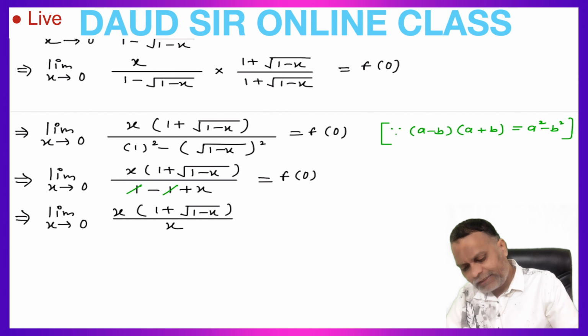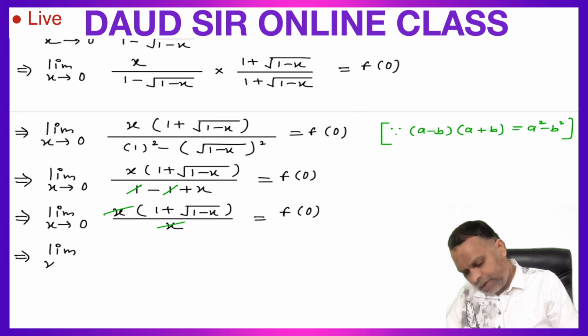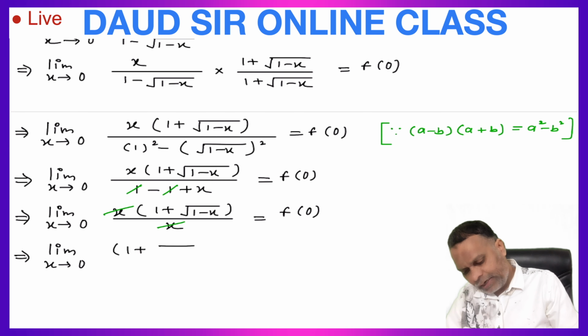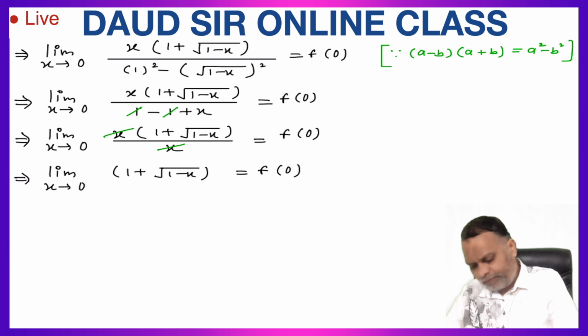This x cancelled, so which is equal to f of 0, which implies limit x tends to 0, 1 plus under root 1 minus x is equal to f of 0. Now we can substitute x is equal to 0 here.